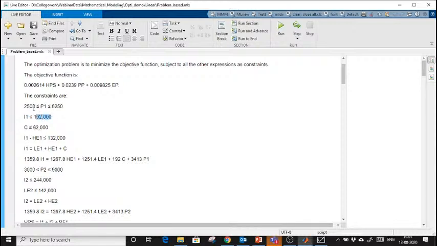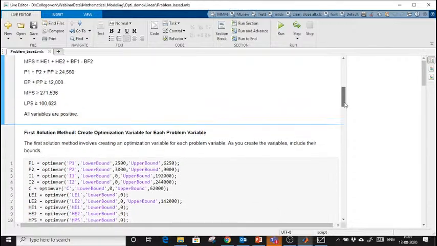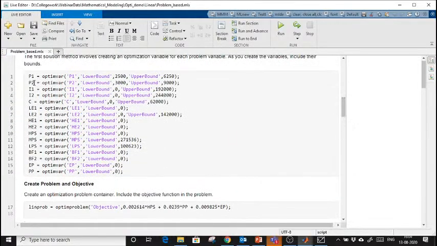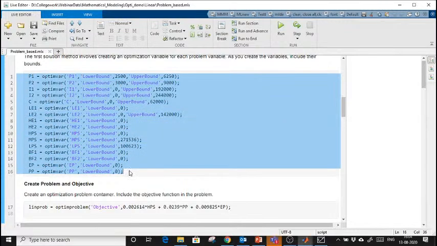For this we have linear equalities and inequalities. Inequalities and equalities we have here. So first of all, whatever your chemical variables are, whatever chemicals you are going to mix, you have to create symbols for that. So we use optimvar. See, P1 is my first chemical, optimvar. This is the symbol for that P1, and this is the lower bound, what minimum I can use for P1, and what maximum value I can use for P1: lower bound, upper bound. You have to create all like this, whatever variables you have.